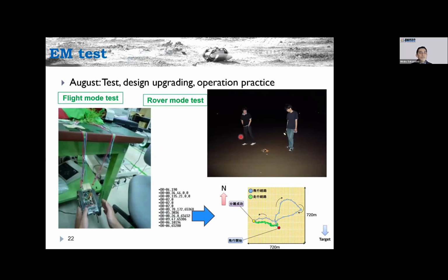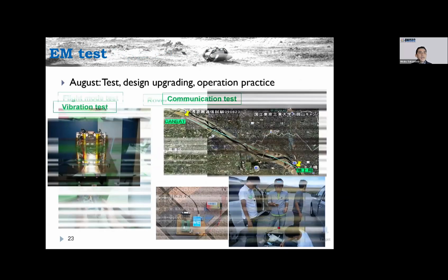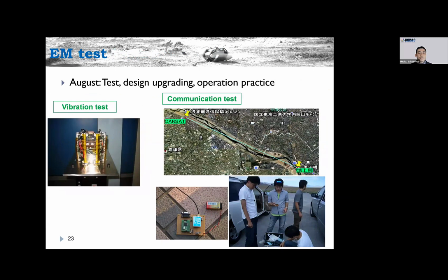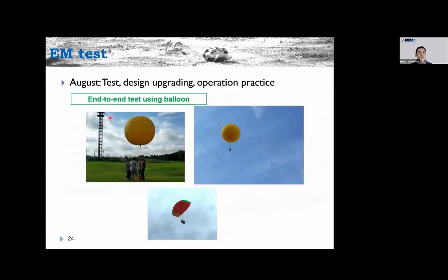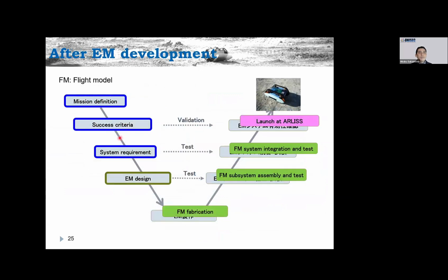Using the engineering model, we carry out many tests, like flight model test, rover model test, and the vibration test, communication test, and end-to-end test. We often use the balloon, and recently we use the drone as well. So finally, we finished the engineering model development.